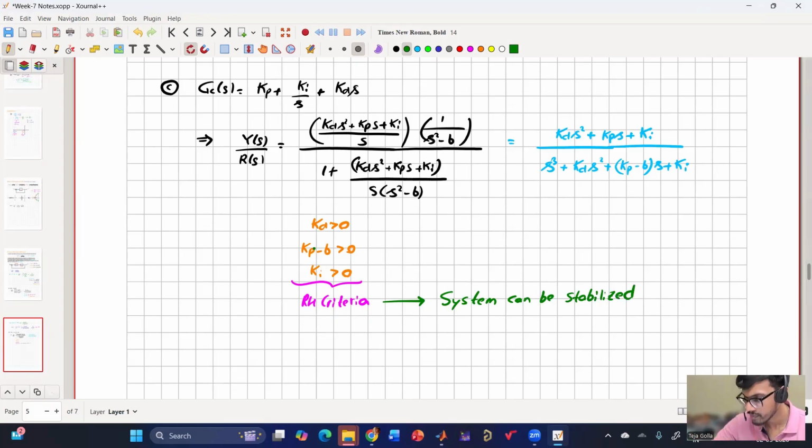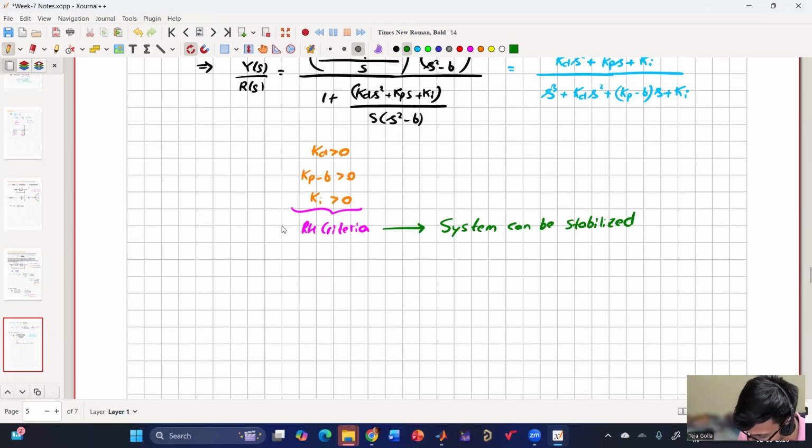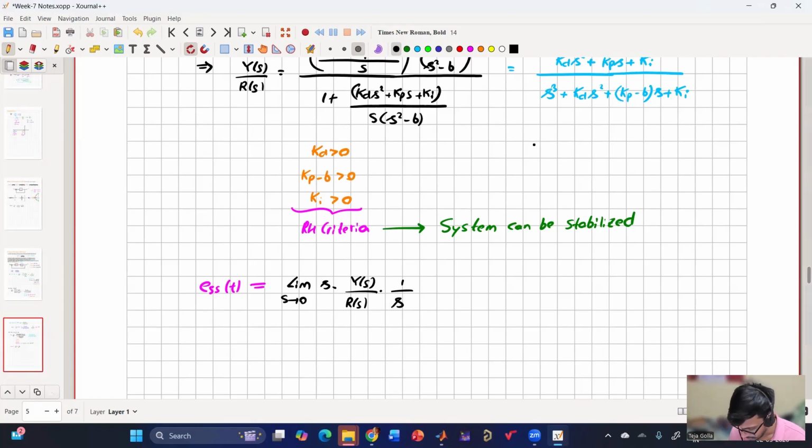Now I have to calculate the steady state error as t tends to infinity, which means limit s tends to 0 of s into Y of s, which is Y of s by R of s into R of s, which is 1 by s. So these two will get cancelled. Similarly to the previous case, we'll get limit s tends to 0 of Y of s by R of s.